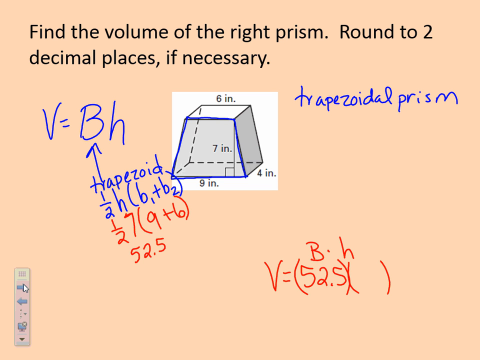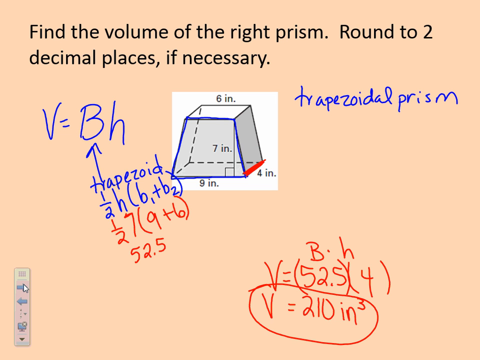So if the base is the trapezoid and I were to sit him upright, that means this 4 right here would be his actual height. So we're going to take that area of the base times 4, because that's the height, and the total volume of this trapezoidal prism is 210 inches cubed now, because we're talking about volume measurement. How many cubic inches can fit inside this shape?